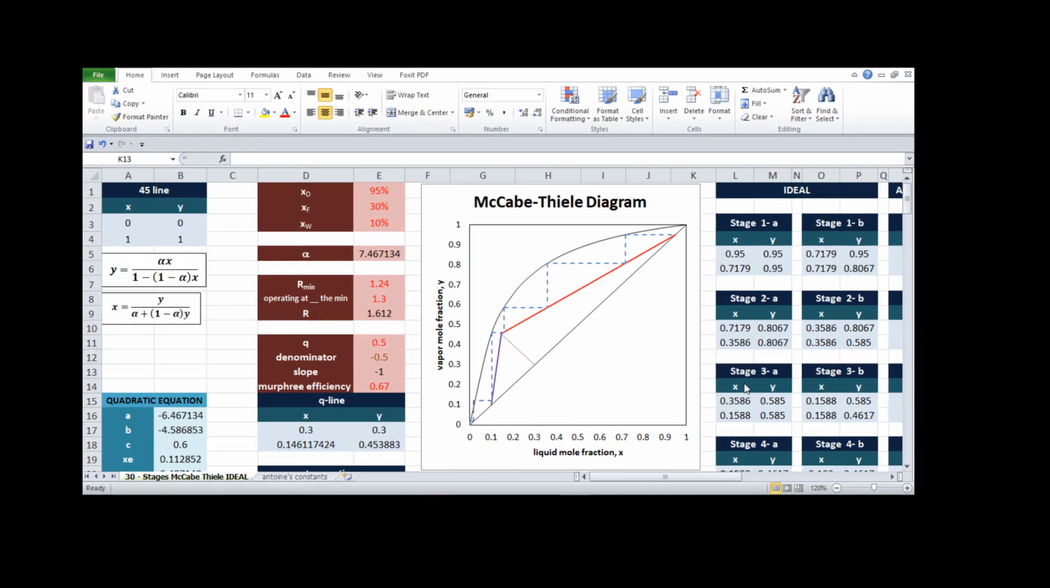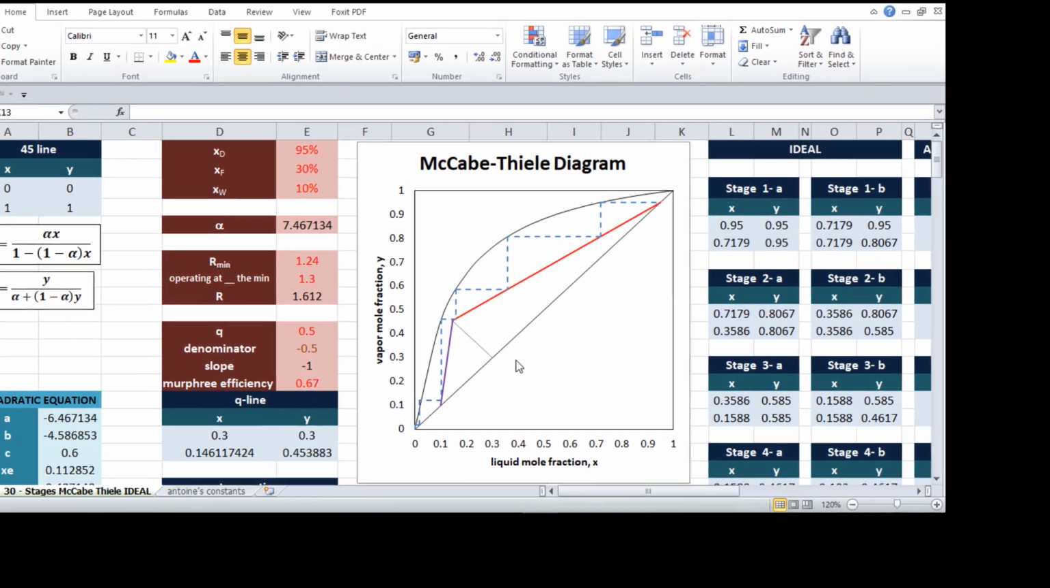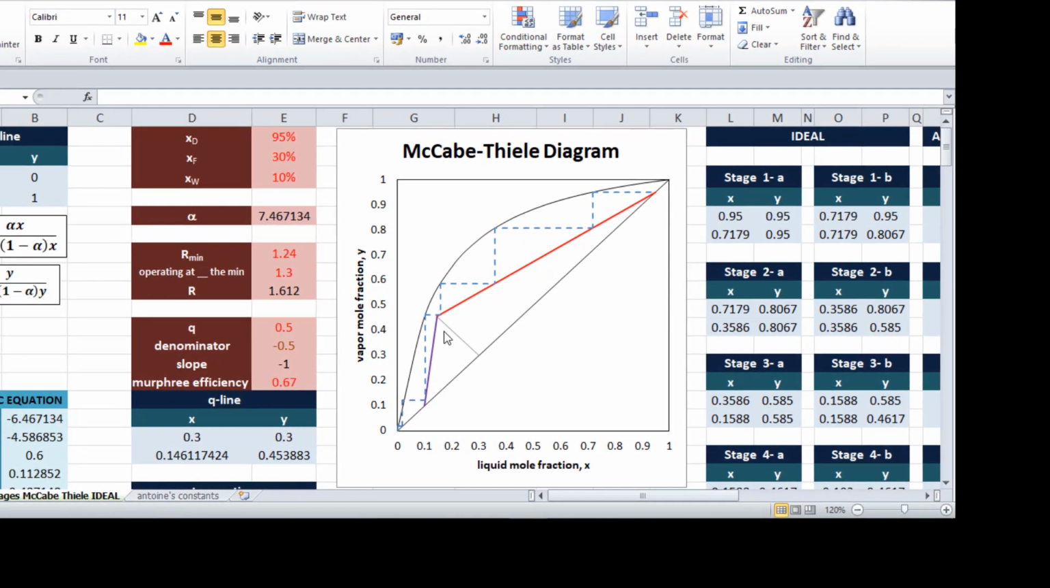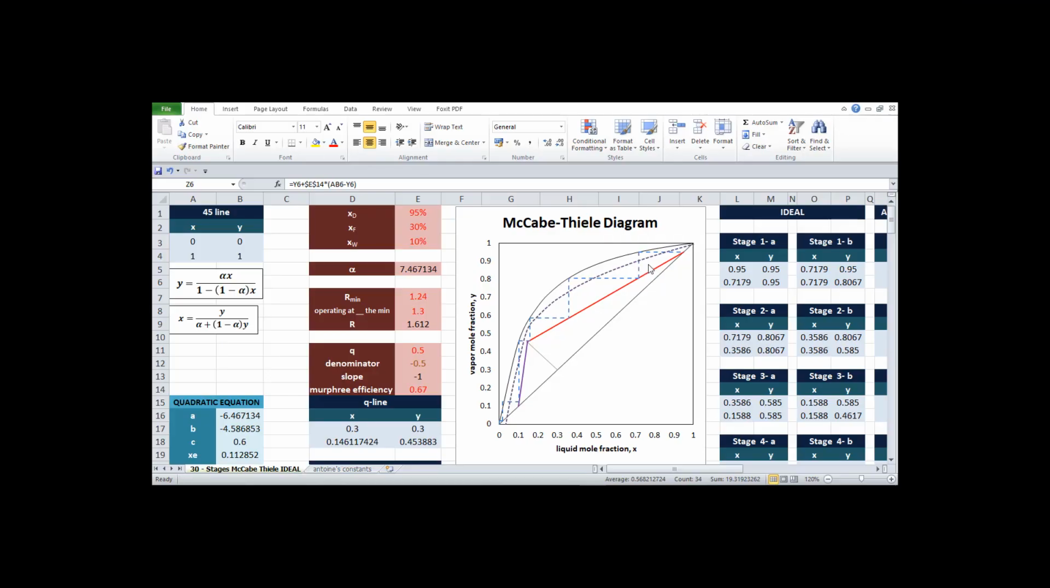From the figure, we can see that the vapor should be fed at the fourth stage. For the Murphree efficiency of 0.67, the equilibrium curve is moved downward as the broken line shows.